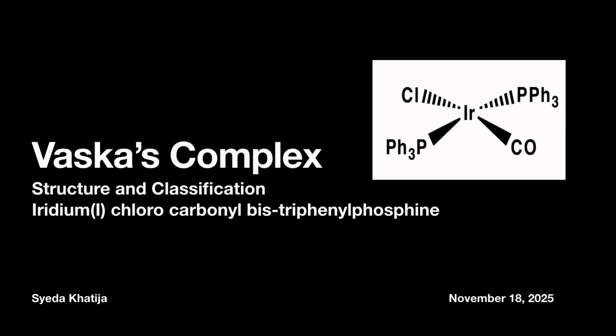Today I will be classifying the organometallic Vaska's complex, and the formula for it is iridium 1-chlorocarbonyl bis(triphenylphosphine). The four classifications I will be going over will be the nature of the central metal, the type of the donated electron pairs, hapticity, and hard and soft interactions.